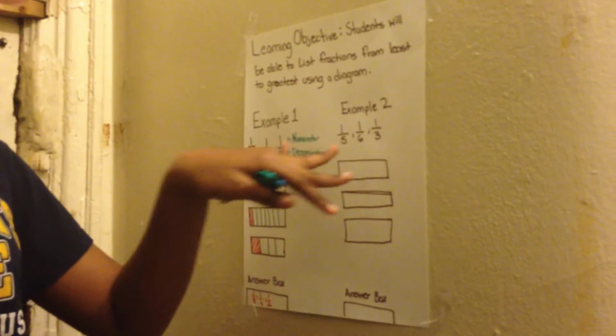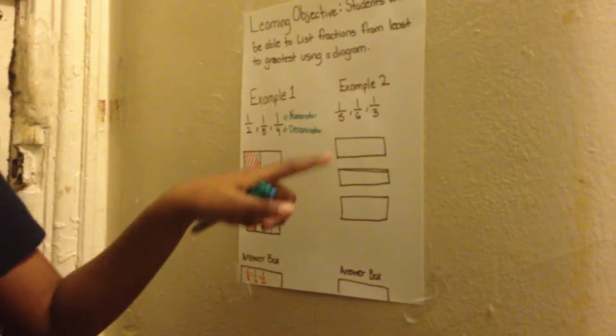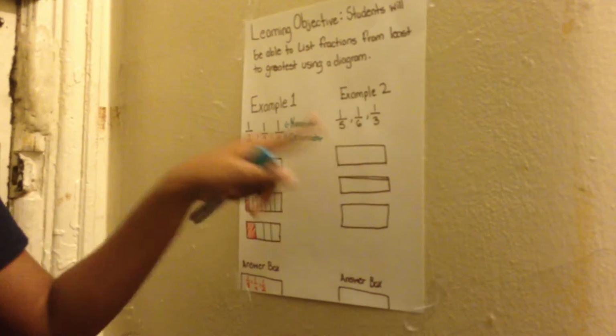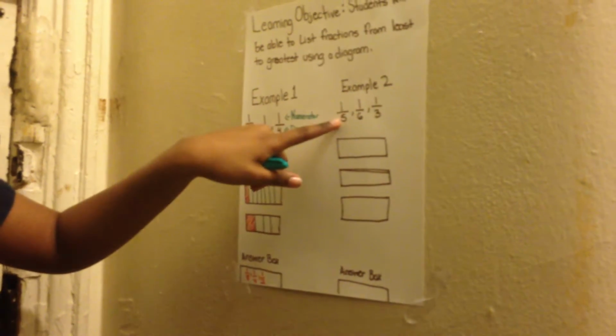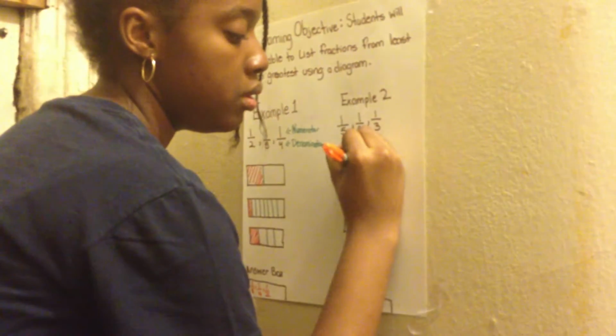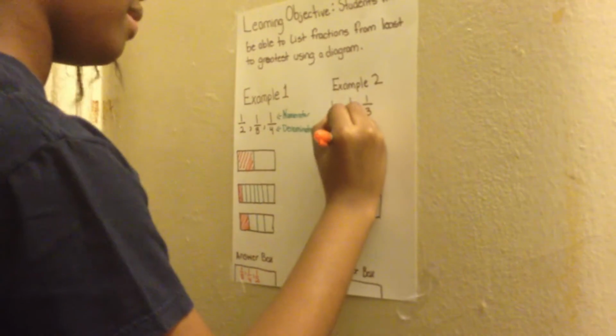So we have example 2. We have 1/5, 1/6, and 1/3. So how many rectangles are we going to create? How many parts are going to be created in the first box? 5. 1, 2, 3, 4, 5.